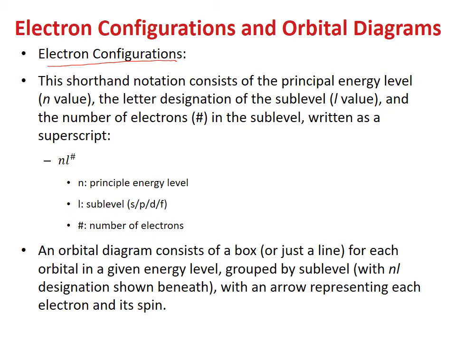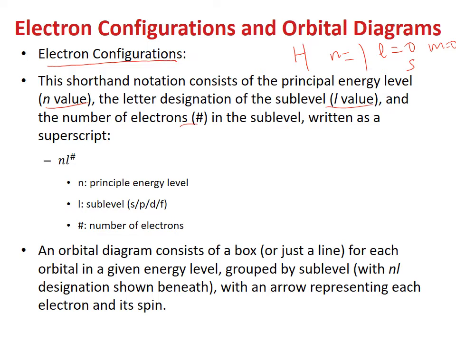Electron configuration is a shorthand notation that consists of the principal energy level n value, the letter designating the sublevel l value, and the number of electrons in the sublevel. So for the hydrogen atom, for example, hydrogen has 1 electron. So the electron is in the lowest energy level, which is n equals 1, the first energy level. And when n equals 1, l can only be 0, which we call the s orbital. And for l equals 0, m can only be 0, so 1 orientation.